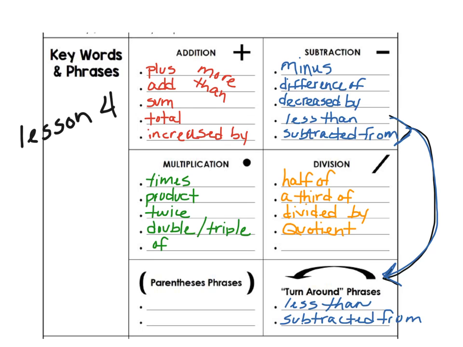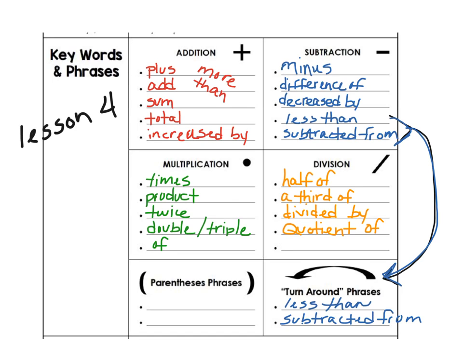I have gone ahead and put my multiplication and my division words. My multiplication words, I have times, product, twice, double and triple, and then the word of. Of course, double and triple mean to times 2 or times 3. It's a specific number to multiply by. With division, I have half of. That is always going to be dividing by 2. A third of is dividing by 3. And then more basically, I have just divided by, and the quotient of is typically how you will see that.